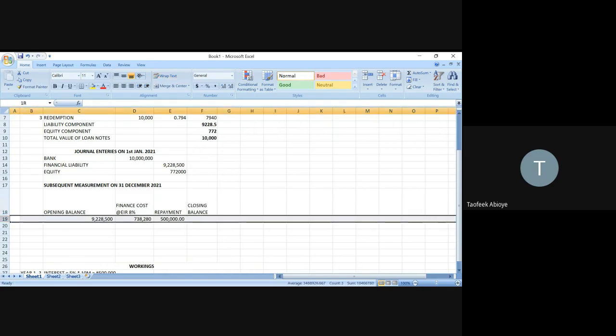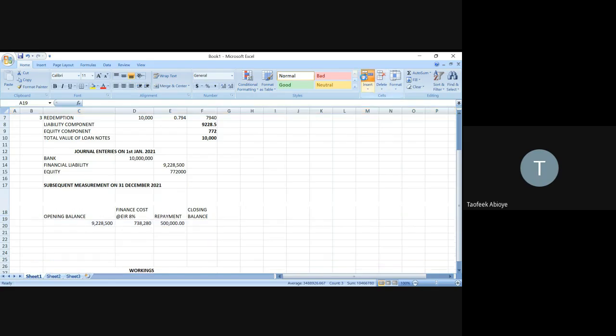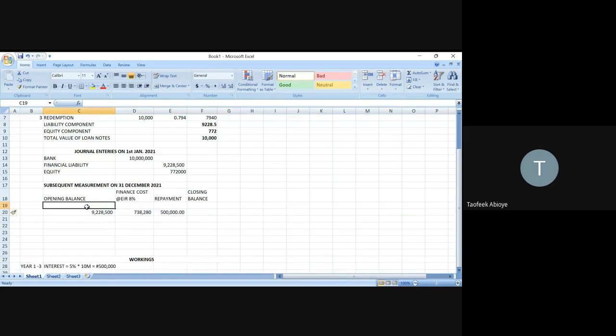We have forgotten this. Okay, maybe if I add this, maybe you remember. So this is our A. Then this is our B. Then this is our C. Our closing balance will now be A plus B minus C. Do we remember?